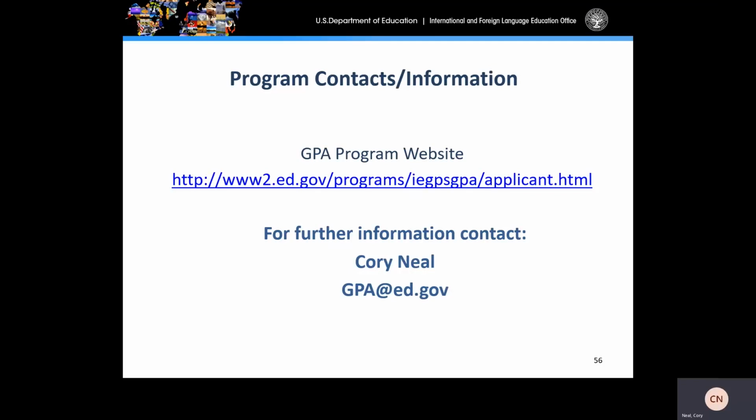And I also wanted to touch on this. Institutions are able to apply for more than one GPA grant. You can submit multiple short-term projects. You can submit multiple long-term projects. You can submit a combination of short-term and long-term. If you choose to submit a long-term, please be sure to watch the long-term technical assistance webinar, as long-term applications have different requirements than short-term applications. You can find the long-term webinar at the International Foreign Language Education Office's YouTube channel.